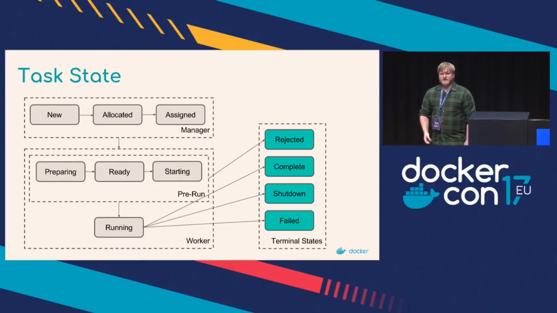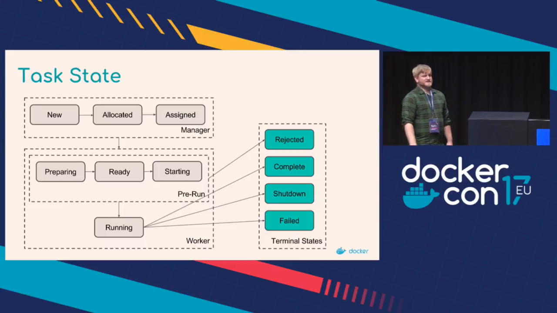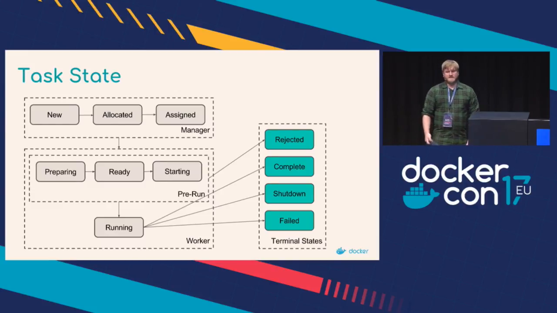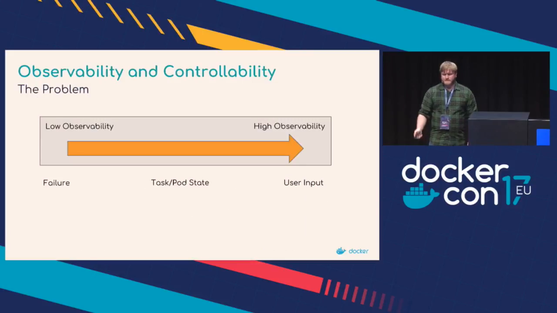And so in the manager, it goes from new to allocated to assigned. And then when it actually gets onto the node, we have a set of pre-run tasks where it's preparing, and it goes from ready to starting and then to running. And then we have terminal states, which means these are states that can never change. Once it gets into a rejected state or a complete state or a fail state or a shutdown state, that task is done within the system.